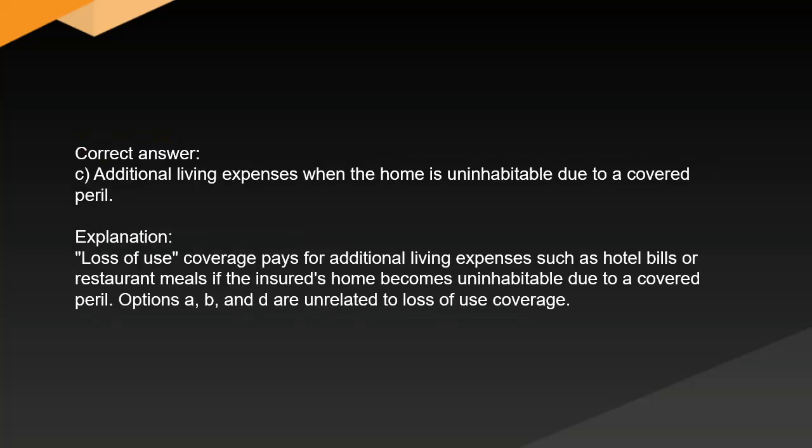Correct answer. C. Additional living expenses when the home is uninhabitable due to a covered peril. Explanation. Loss of use coverage pays for additional living expenses such as hotel bills or restaurant meals if the insured's home becomes uninhabitable due to a covered peril. Options A, B, and D are unrelated to loss of use coverage.